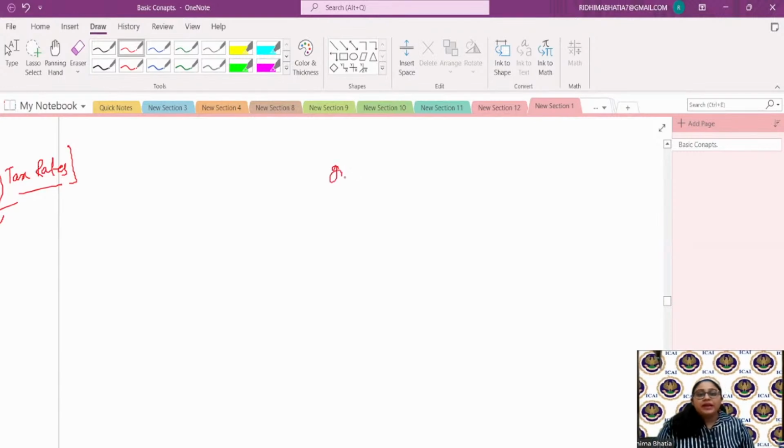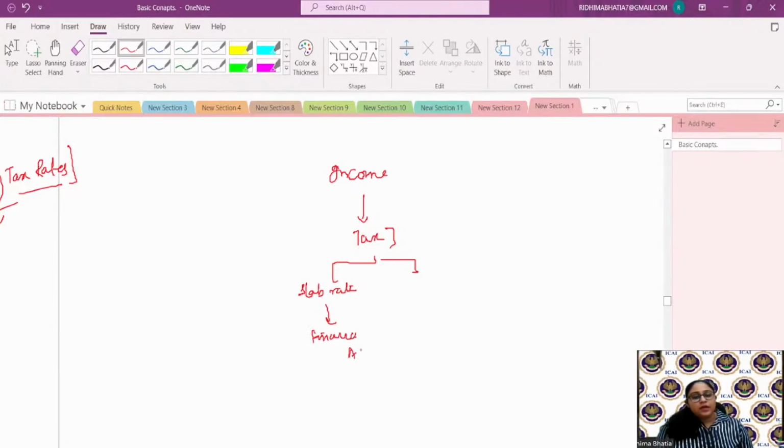So our first step is to calculate the income. Once you calculate the income, you have to calculate the tax. But the tax rates are of two types. One is the general slab rate. I'm talking specifically about the case of an individual, or the rates which are given in the Finance Act. And one is the special rate.